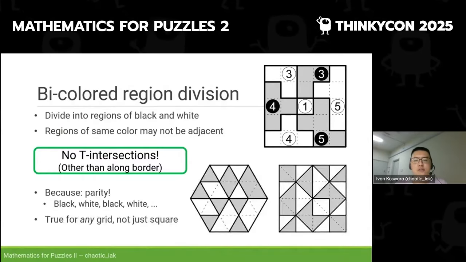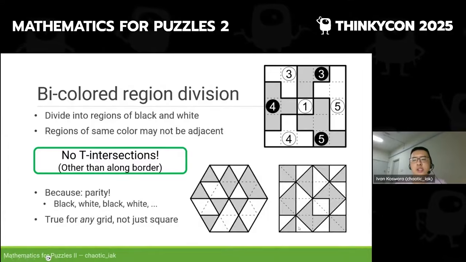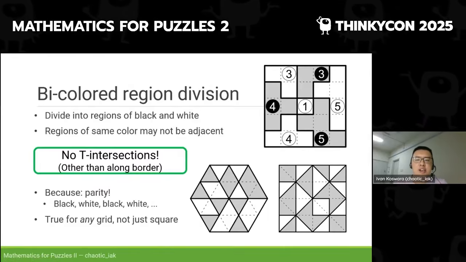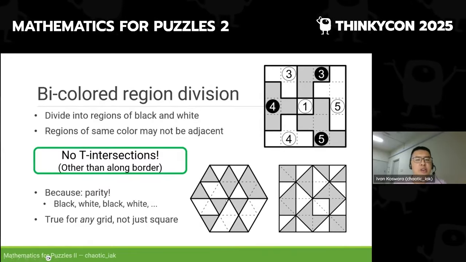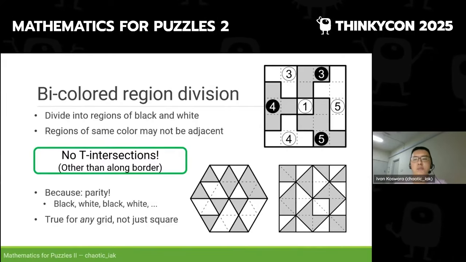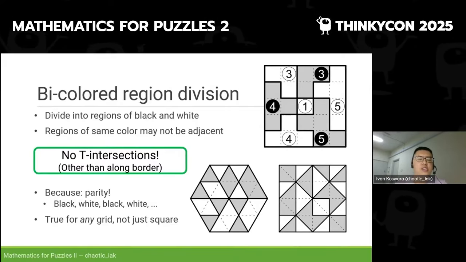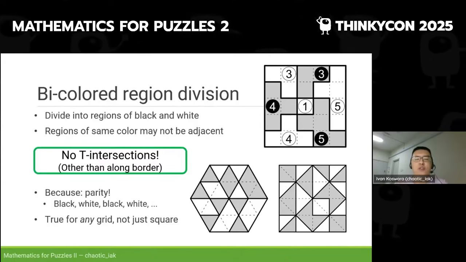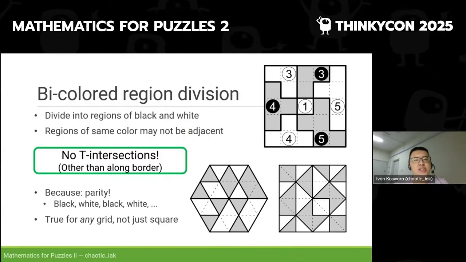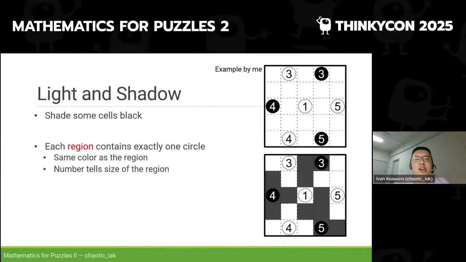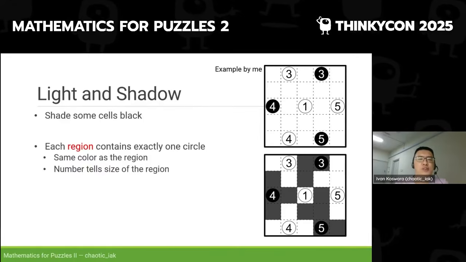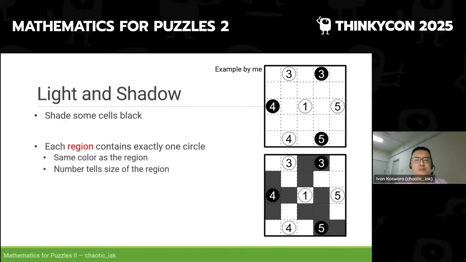And this result is actually true for any grid, not just squares. You can apply it for triangular grids. You can apply it for things like this, tetrakis square grid, and so on. The thing is, at every intersection, you must have an even number of regions meeting there. So no T intersection, no intersections of 5. You can have intersections of 4 or 6, but not 5. So if we look back at Light and Shadow, there are actually quite a lot of rules, even though you think there are not many of them.